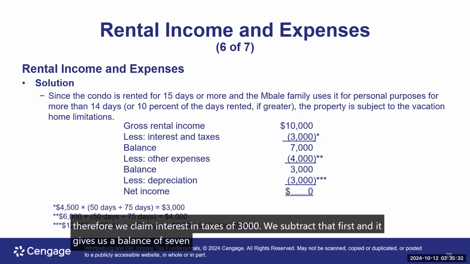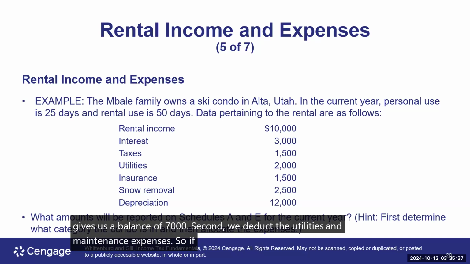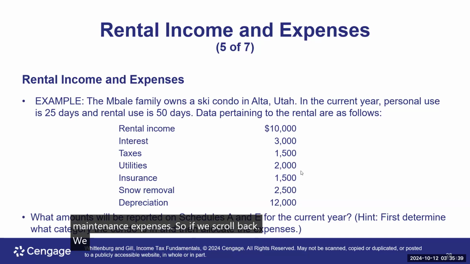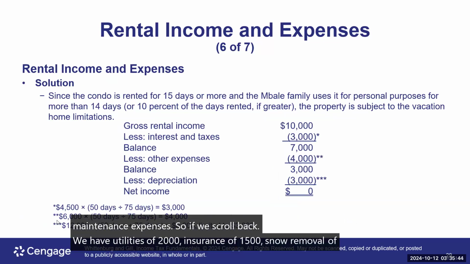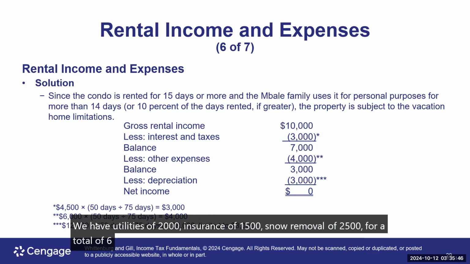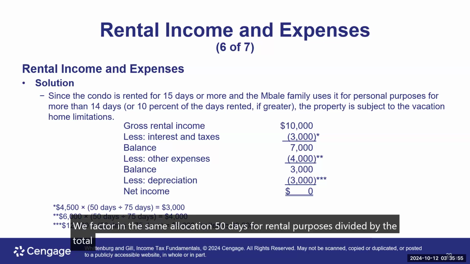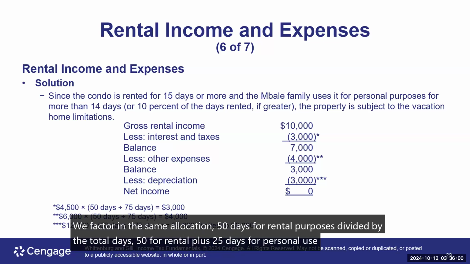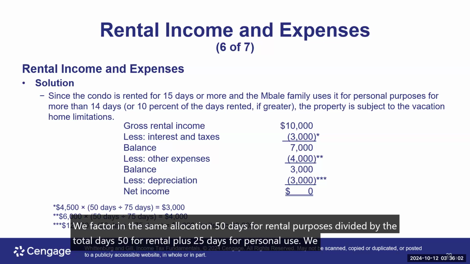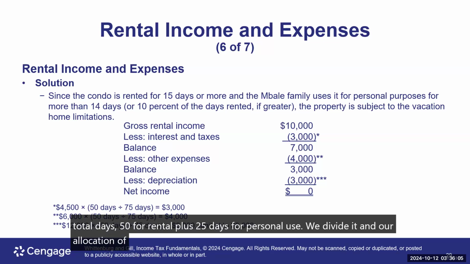Second, we deduct the utilities and maintenance expenses. So if we scroll back, we have utilities of 2,000, insurance of 1,500, and snow removal of 2,500 for a total of 6,000. We factor in the same allocation, 50 days for rental purposes divided by the total days, 50 for rental plus 25 days for personal use. We divide it, and our allocation of the utilities and maintenance is 4,000.